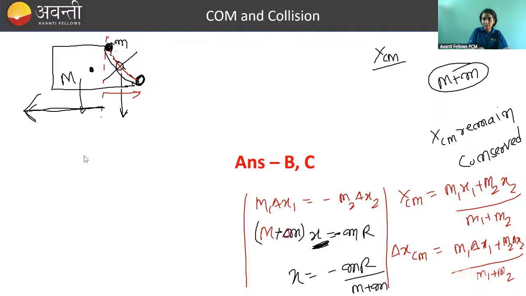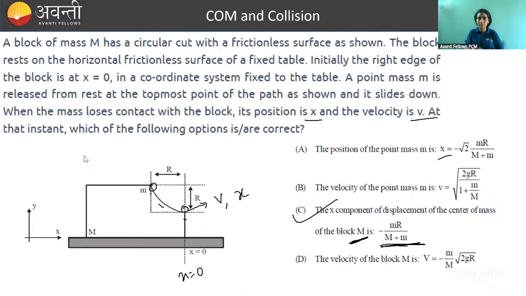So obviously if small m is going in this sense, then M plus m should move in this sense, so that center of mass will remain at the same position. So we got x. First thing. Second, what do we have to find? Velocity v. V is the velocity of this block, the small block. How will you find it, tell me?